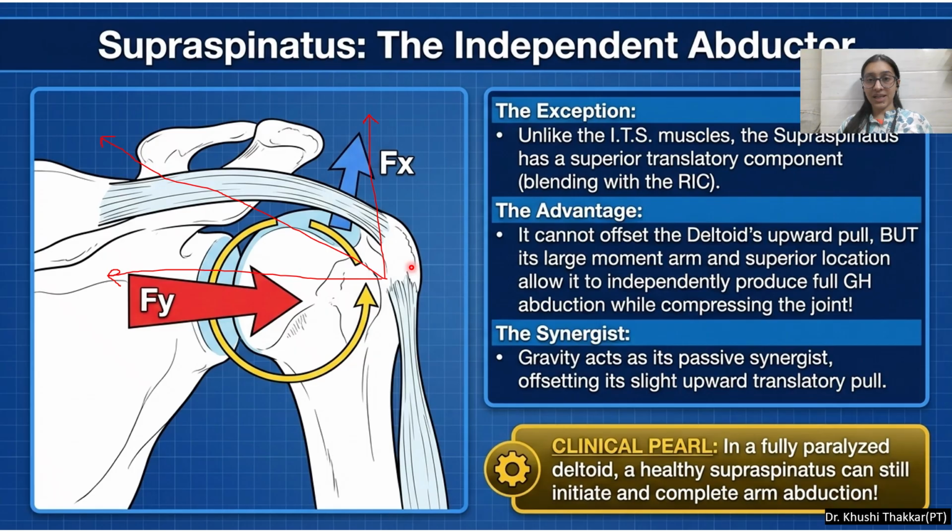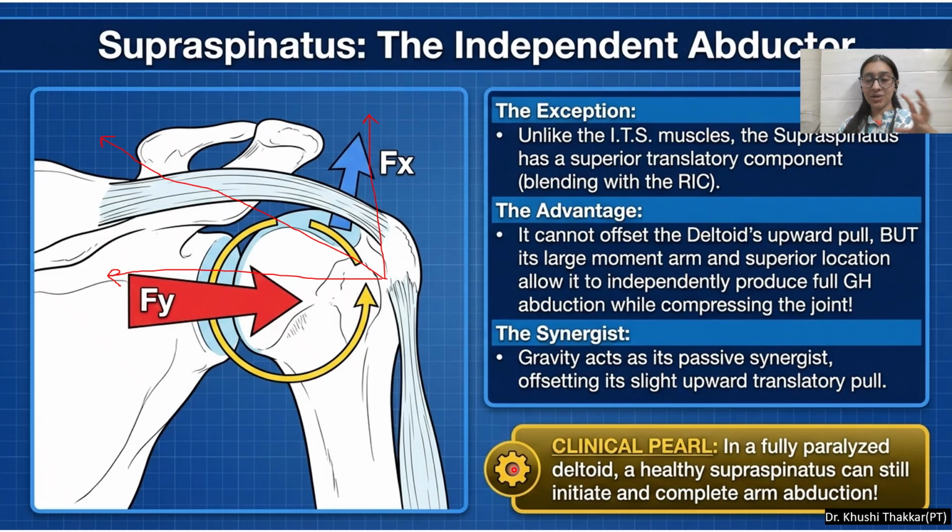We know from the levers lecture that the larger the moment arm, less effort is required to complete the required range of motion. So it has a large moment arm and superior location, which allows it to independently produce glenohumeral abduction while compressing the joint. So we have two functions. One is stability and the other is compression provided by the supraspinatus muscle. The gravity acts as a passive synergist because it helps the offsetting of the superiorly translatory pull of the supraspinatus. Please remember this for your exams and rehabilitation in a fully paralyzed deltoid.